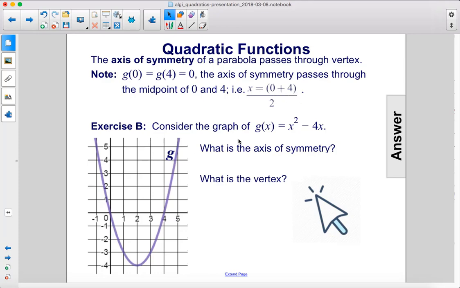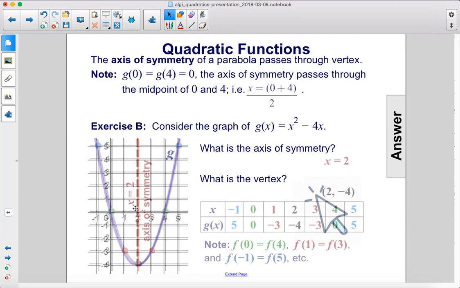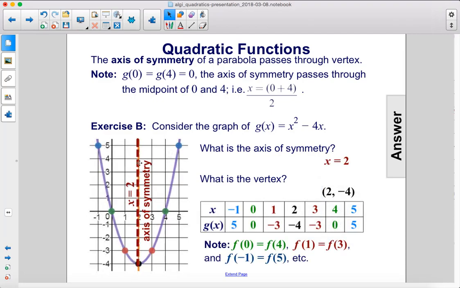Exercise B. Consider the graph of g of x equals x squared minus 4x. What is the axis of symmetry? What is the vertex? Well, here we see that the axis of symmetry is x equals 2, and the vertex is down here at 2, negative 4. We can do that by just charting out some of the values for x and plotting it on a graph.